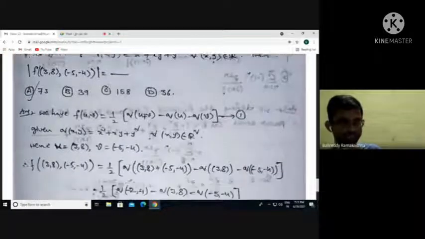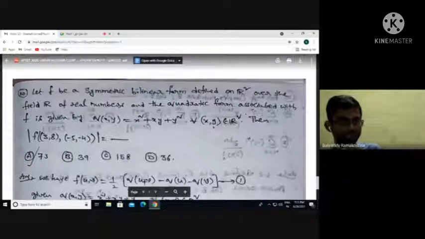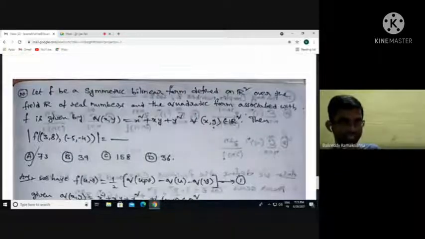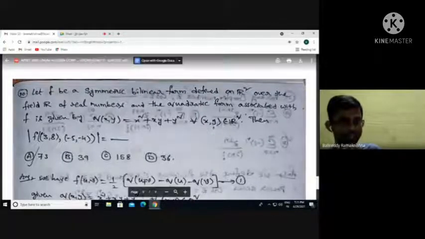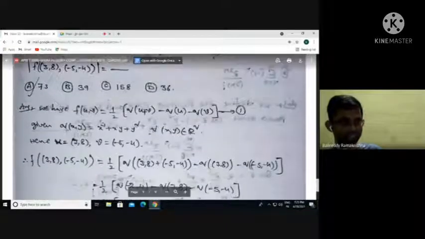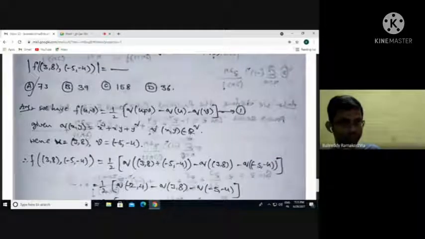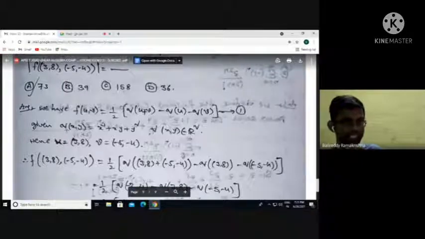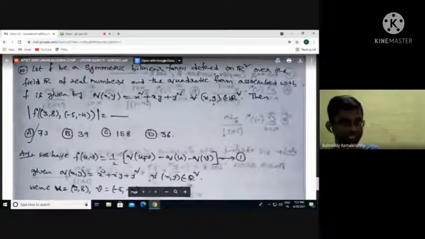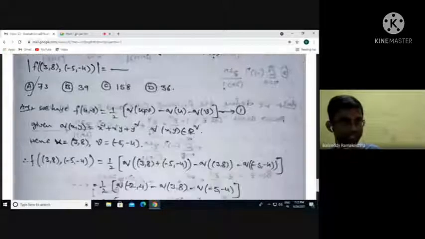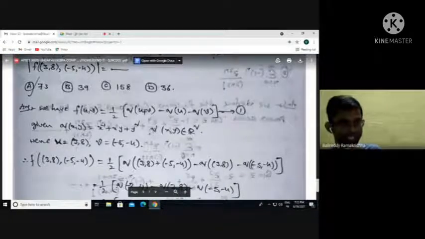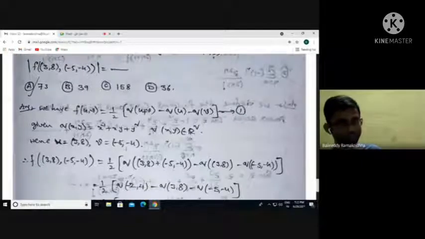So we have a standard formula. Whenever a symmetric bilinear form is given, then the quadratic form associated with that symmetric bilinear form is given by f of (u, v) equal to 1 by 2 times [q of (u plus v) minus q of u minus q of v]. This is the standard formula. And here it is given that q of (x, y) is equal to x square plus xy plus y square, and that is true for all (x, y) belongs to R square. And here u is equal to the first pair (3, 8) and v is equal to the second pair (-5, -4).